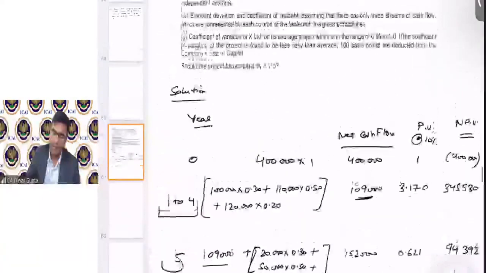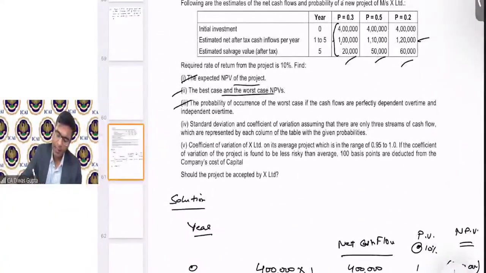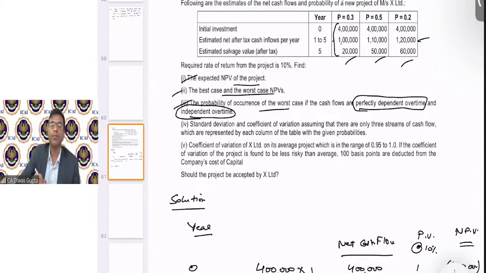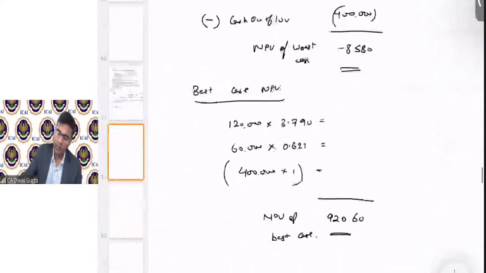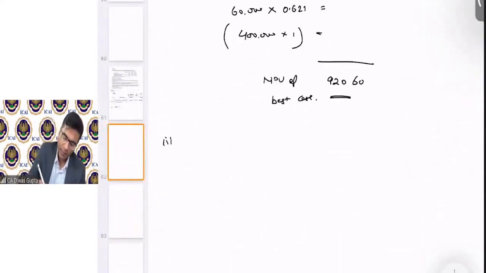Then the next part of the question says the probability occurrence of the worst case, the cash flows are perfectly dependent over time and independent over time. So there are two things that we have been given, if they are dependent or independent. So independent means that if 0.3 comes, okay, let's try to attempt this question itself so that from the answer I will explain.